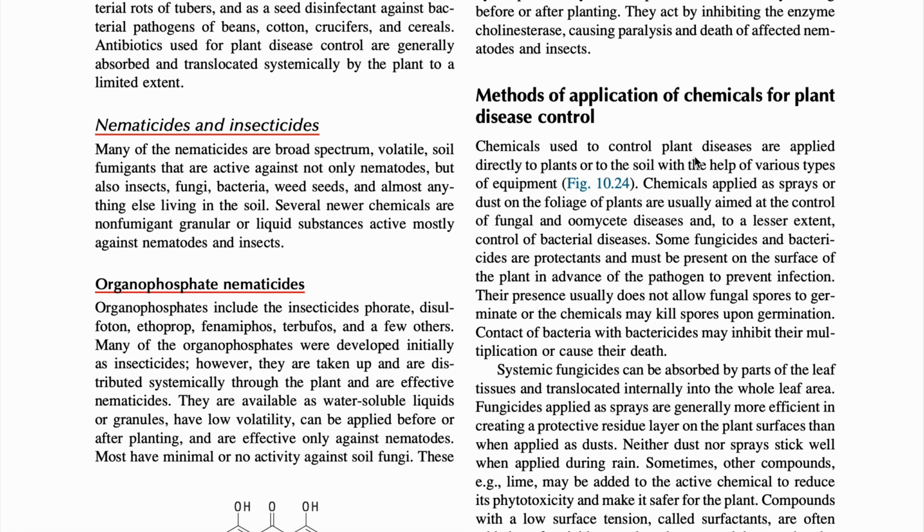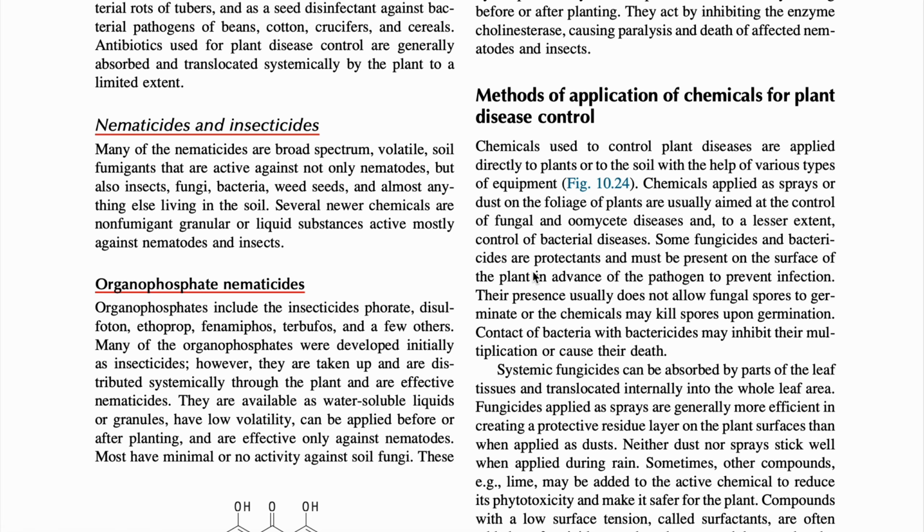Chemicals used to control plant disease are applied directly to the plant or to the soil with the help of various types of equipment. Chemicals applied as sprays or dust on the foliage of plants are usually aimed at the control of fungal and oomycete diseases and, to a lesser extent, control of bacterial disease.